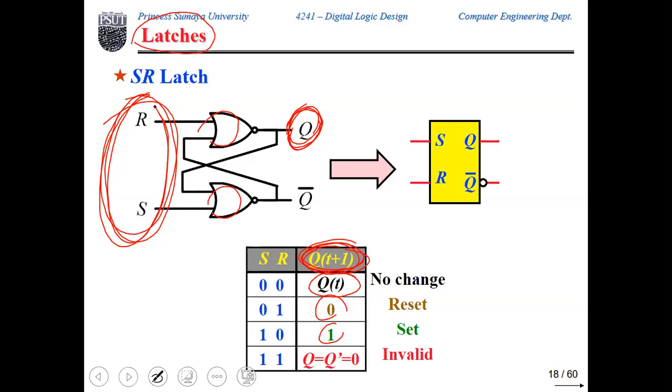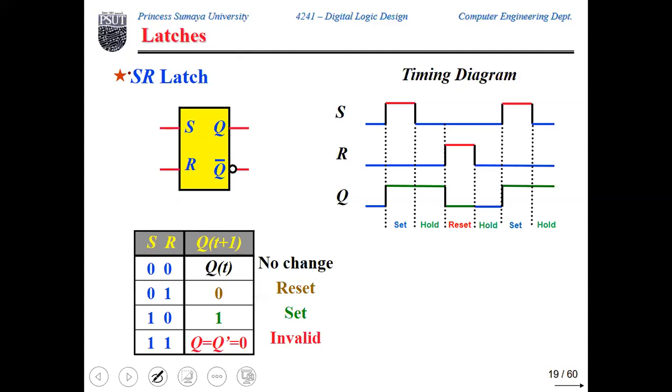And this is only one example of latches, which is the SR latch. There are other types of latches, but what we are concerned with is the concept of a latch. A latch is a storage element that allows the stored value to change as soon as the input changes, if that change affects the stored value.